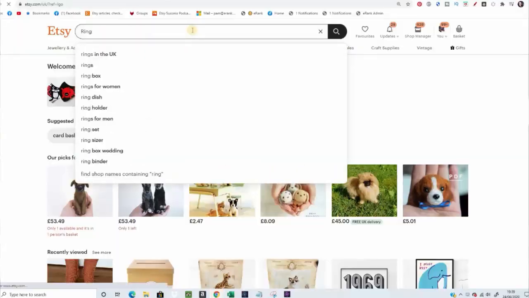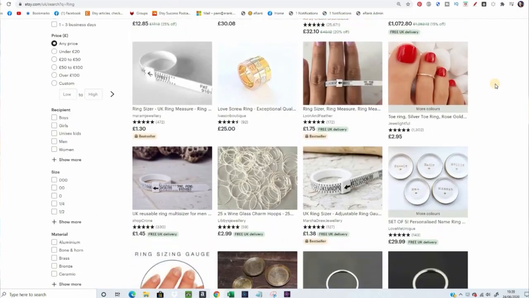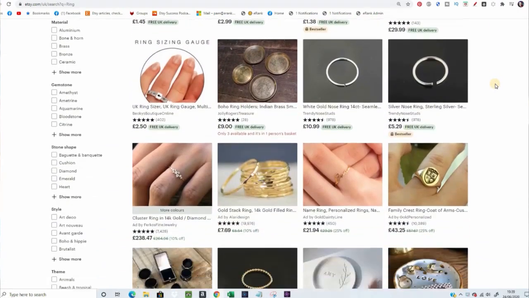For example, if you search for the term ring, you're going to see lots of different types of rings, and it's unlikely the ring you see will be in the style that you want. So what people will mostly do after that, it might give them some inspiration for the kind of direction they want to go, and they might look for a different keyword.